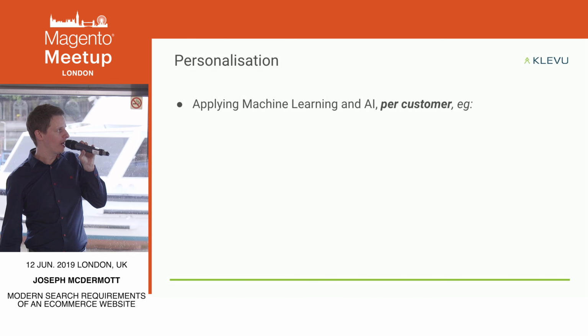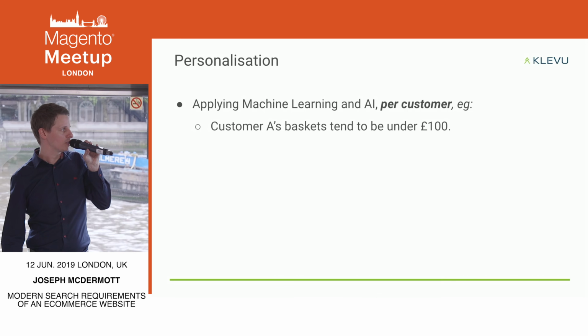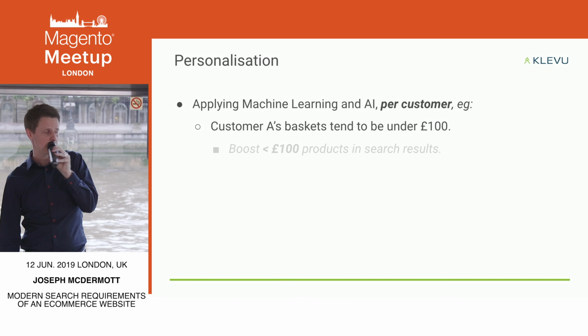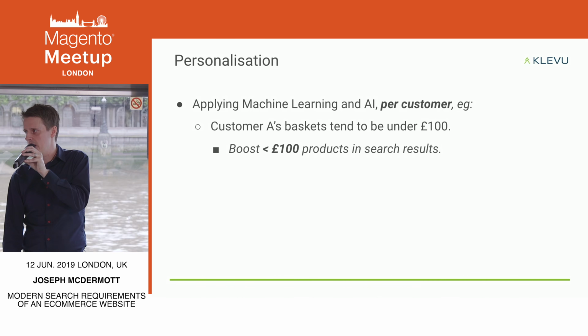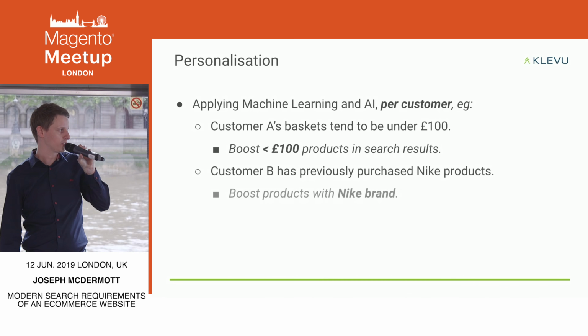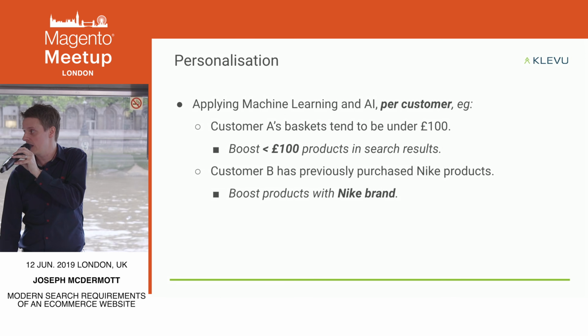Personalization is essentially applying machine learning and AI per customer. So for example, if customer A's baskets tend to be under £100 from looking at their checkout history, boost products that are less than £100 in their search results. If customer B has previously purchased Nike products, then let's boost products that are Nike because the customer's already committed to that brand, you know they're going to like them.